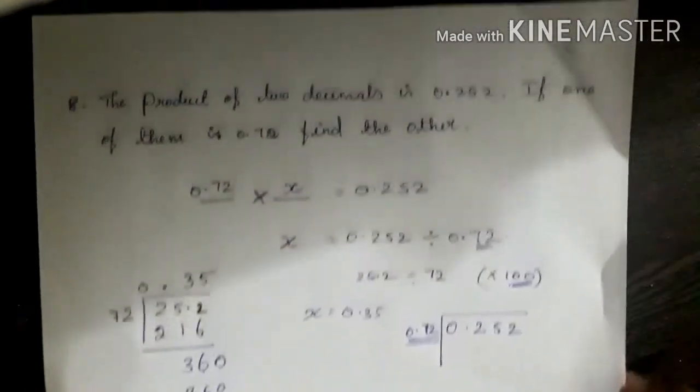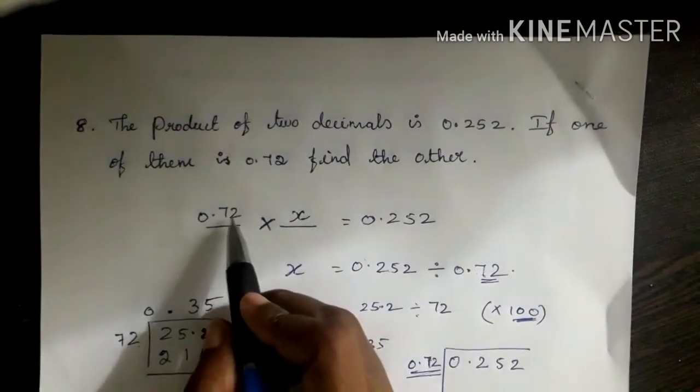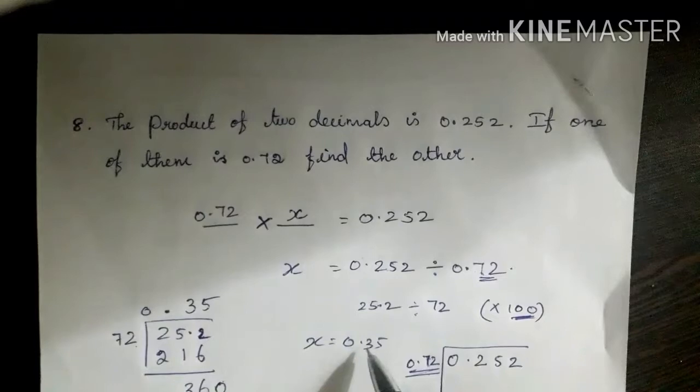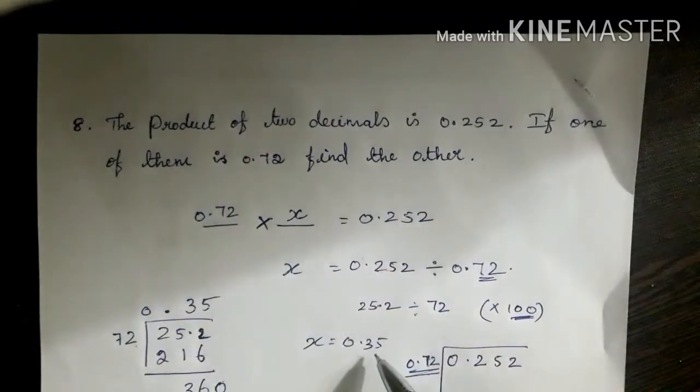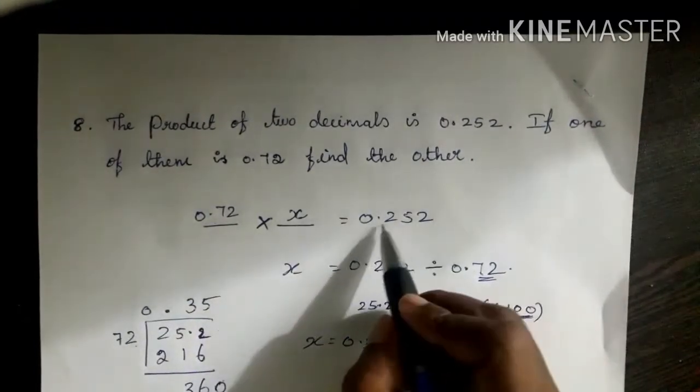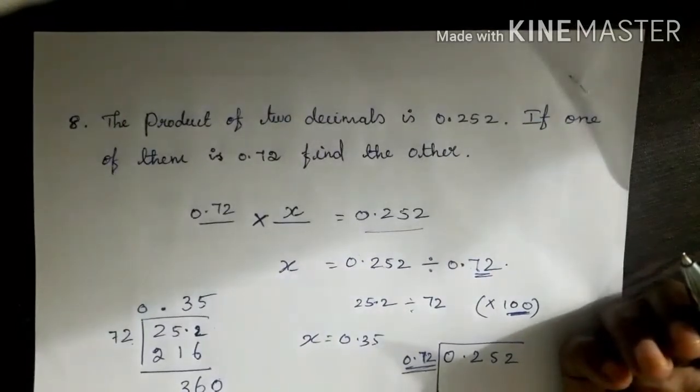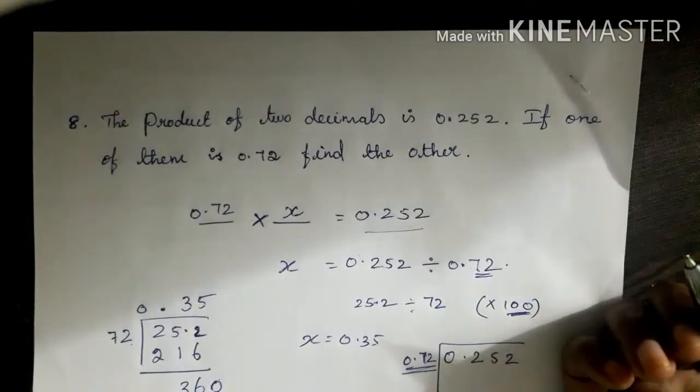You can check your answer. We found that x is 0.35. Multiply 0.72 by the x value 0.35. Multiply the two numbers, and you will get this answer. You can check like this whether your answer is right or wrong.